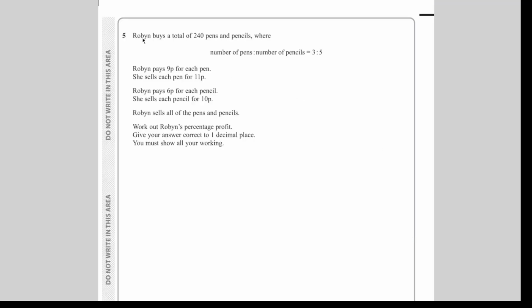Question 5. Robin buys a total of 240 pens and pencils where the number of pens to the number of pencils equals 3:5. Robin pays 9 pence for each pen. She sells each pen for 11 pence. Robin pays 6 pence for each pencil. She sells each pencil for 10 pence. Robin sells all of the pens and pencils. Work out Robin's percentage profit. Give your answer correct to one decimal place. You must show all your working.